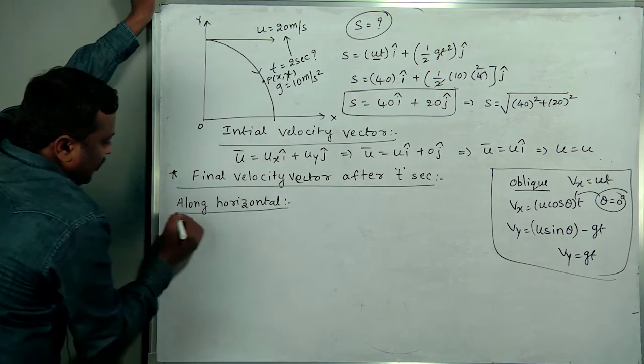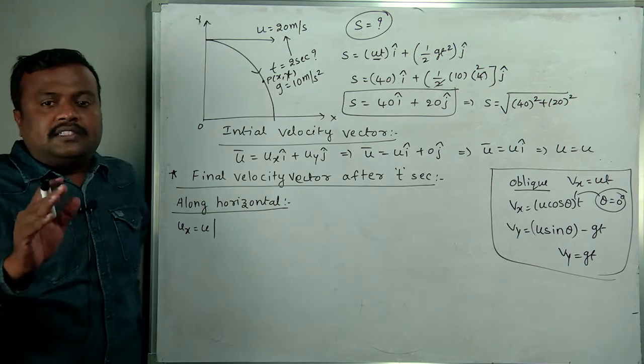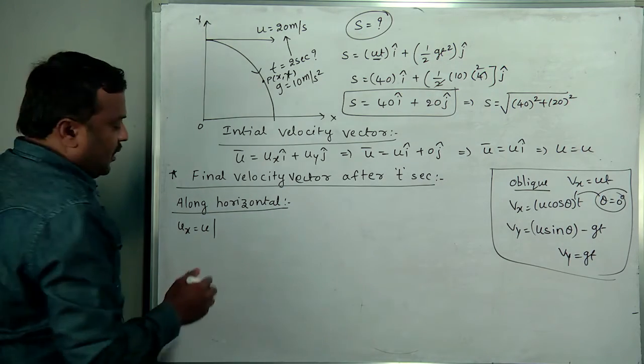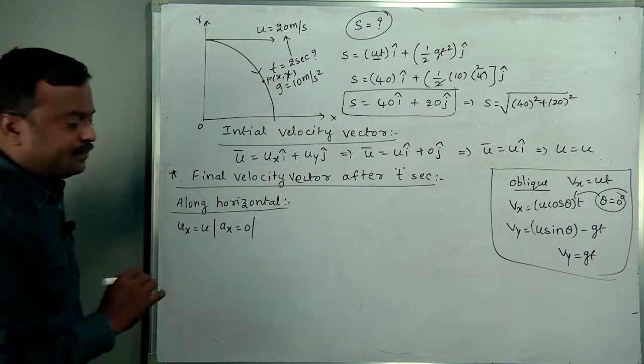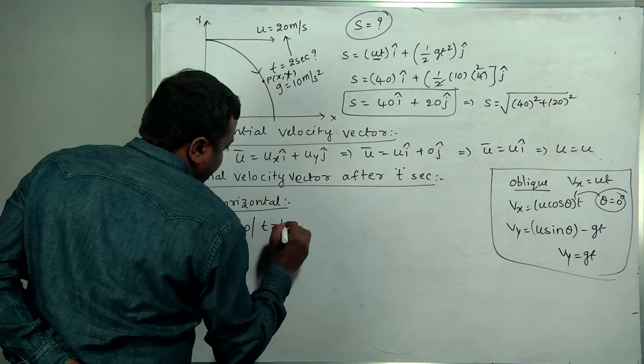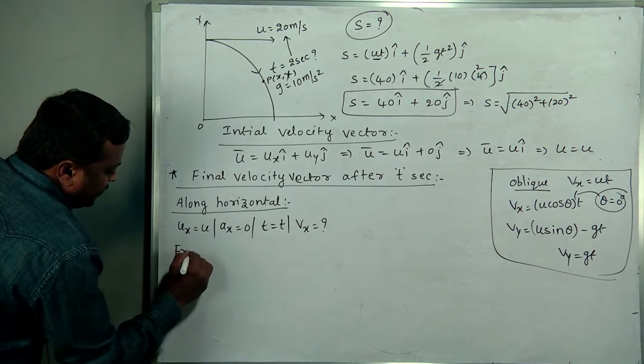Along horizontal, what is the initial velocity? Ux equal to u. Its acceleration will not be affected along horizontal, so acceleration along x-axis is also 0. Time taken be t. Final velocity we should find. Then which equation is possible?